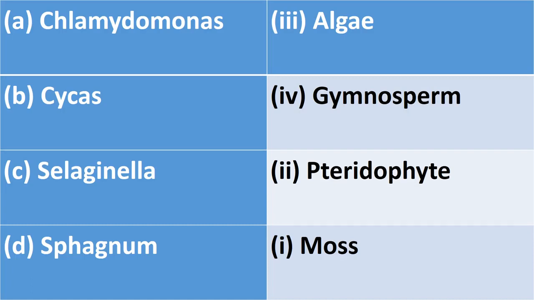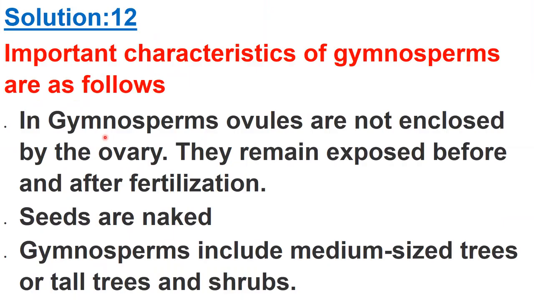Now this is the answer of NCERT question number 11, and in the question you need to match these things, and these have been matched for you. Chlamydomonas is an alga, Cycas is a gymnosperm, Selaginella is a pteridophyte, and Sphagnum is a moss, that is a bryophyte.